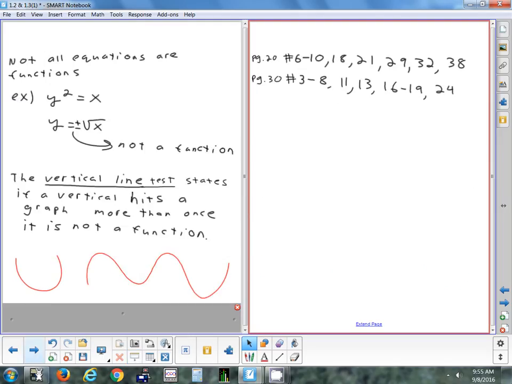So the first part of the homework is on a lot of graphing and finding intersects and things like that. That's page 20, numbers 6 to 10, 18, 21, 29, 32, 38. And then the last part is what we did in section 1.3, talking about functions and f of x notation. That's numbers 3 through 8, 11, 13, 16 through 19, and 24.